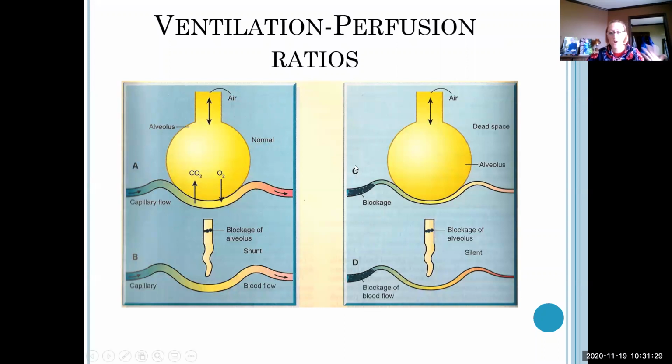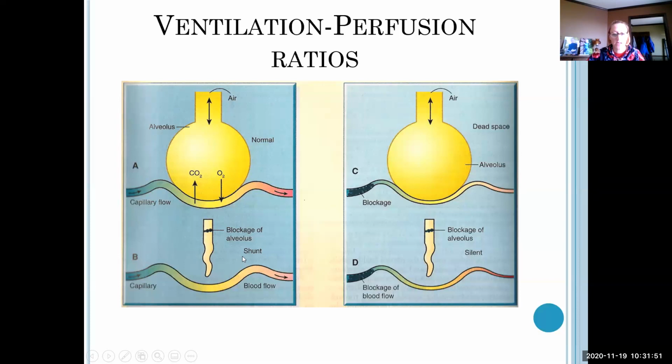So the ball is our alveoli, and then the bottom part is our capillary flow. That's our perfusion. So our alveoli are our ventilation, and our capillary system, our blood flow through the lungs, is our perfusion. So here we have a normal ventilation perfusion ratio. That's our normal VQ ratio.